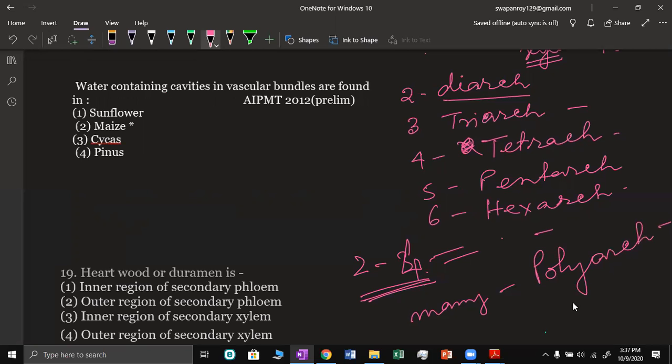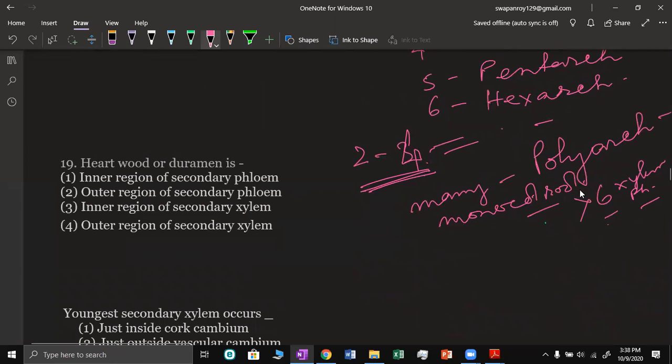In the case of the monocot root, there are more than 6 xylem and phloem bundles. So this condition we call polyarch. Poly means many. Okay, clear?